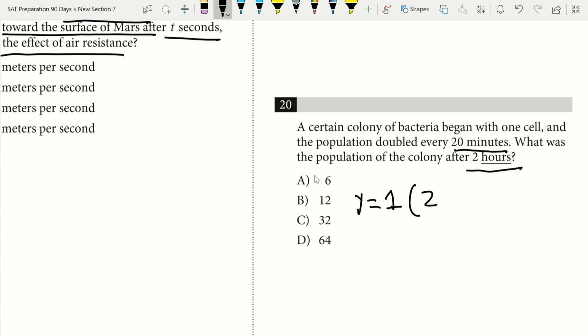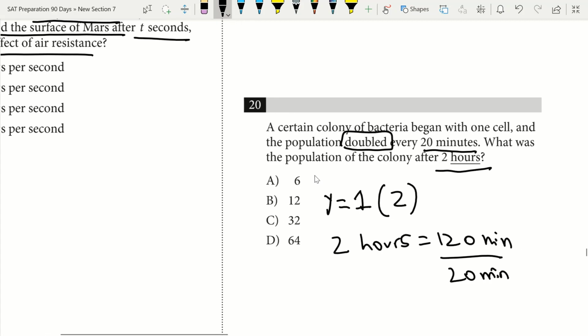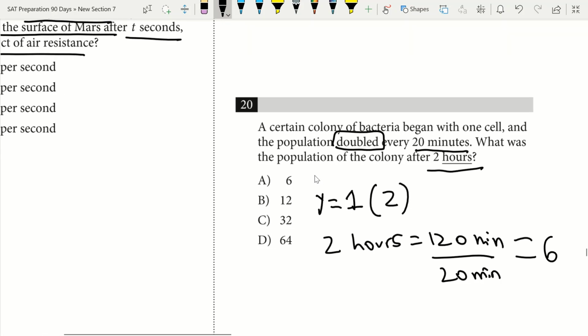Okay, so we're doubling, so we're multiplying by 2 raised to what power? Well, that's going to be the power of how often we are doubling. We know we're doubling every 20 minutes for 2 hours. We know that 2 hours is equal to 120 minutes. We divide that by that 20 minutes, and we get 6. So we're going to double 6 times in total.